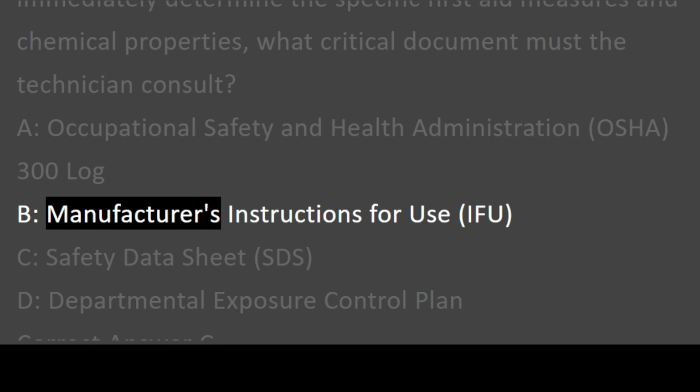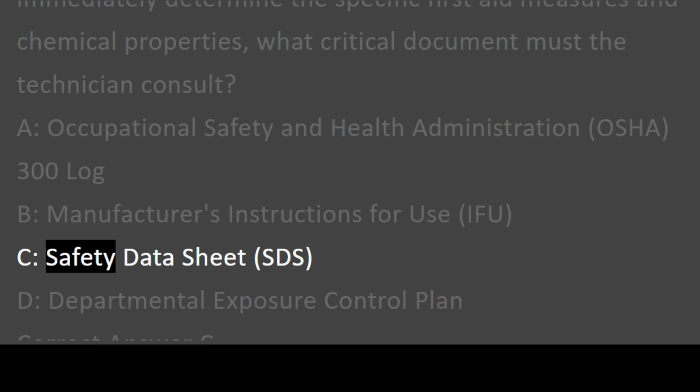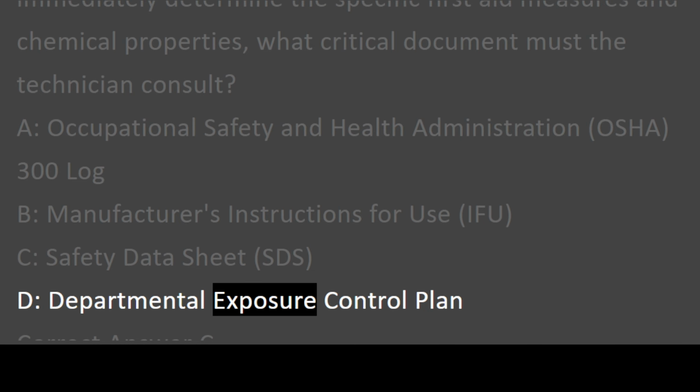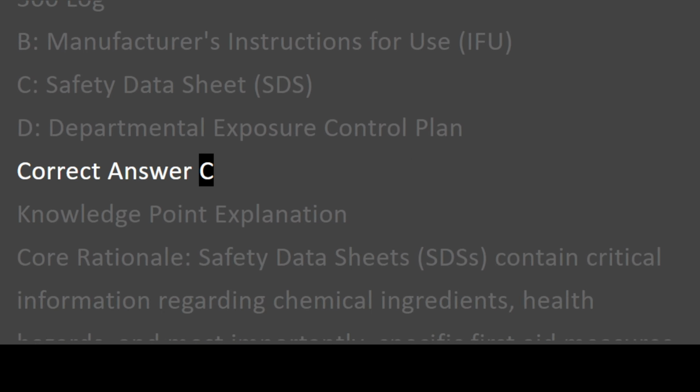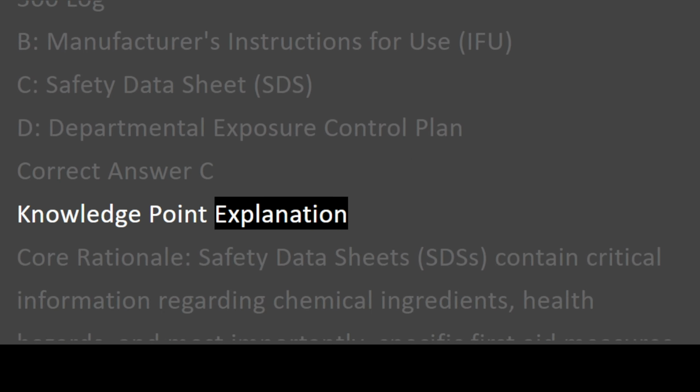B. Manufacturer's Instructions for Use, IFU. C. Safety Data Sheet, SDS. D. Departmental Exposure Control Plan. Correct answer C. Knowledge point explanation.